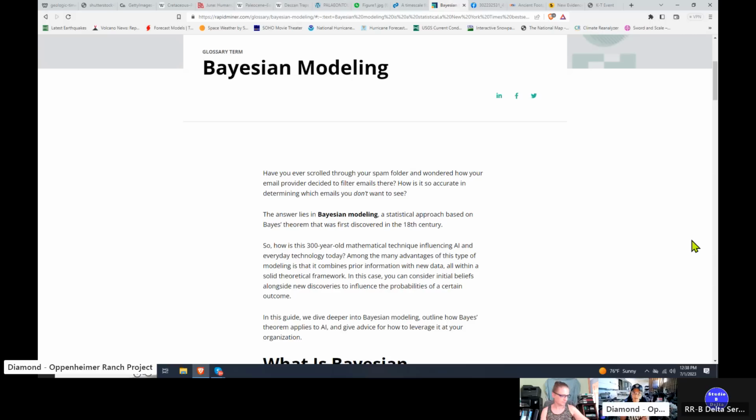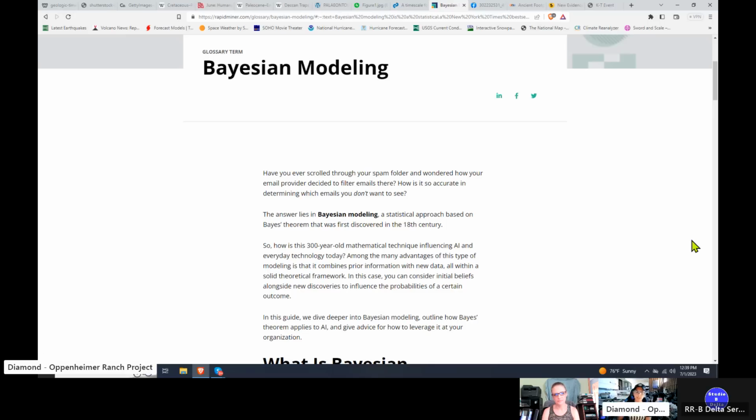If you've ever scrolled through your spam folder and wondered how your email provider can filter your emails so successfully and only get one or two wrong, it's so accurate because of Bayesian modeling. This is a type of modeling that starts with a starting point, a data set, where you already know that you reject certain emails, right? And then as time goes on, it learns from more data from what you're rejecting and can easily determine in the future that you don't want to see that anymore.